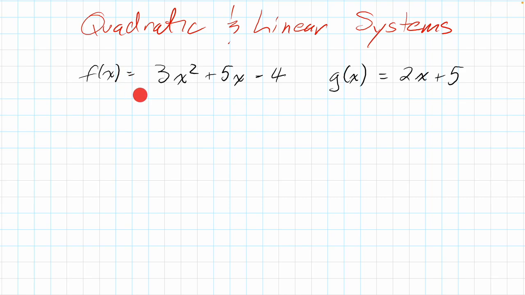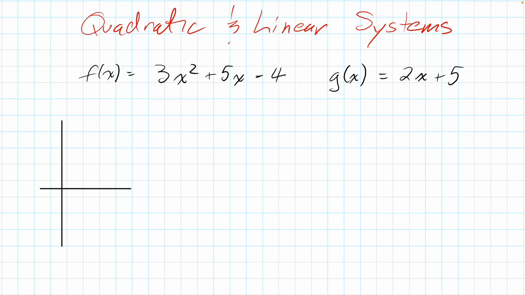This is a quadratic, 3x squared plus 5x minus 4. This is a linear system, 2x plus 5. I can tell by looking at the power of the leading variable, and the power of this one is technically the power of 1. That's how you let it know it's a linear, but we just don't write it in. It's not too important to write. We leave that blank. So what this question is asking us for is, where do they intersect?